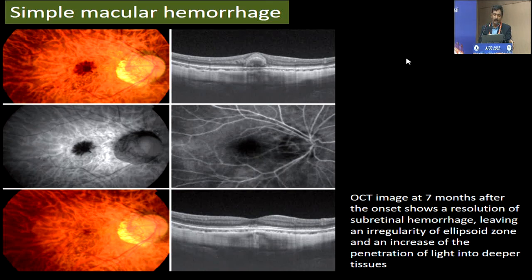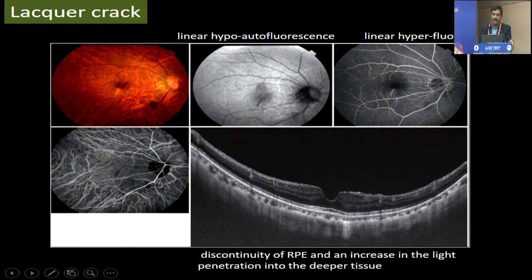The simple macular hemorrhage doesn't require any treatment, and on follow-up it has disappeared with the OCT being normal. This is the macular hemorrhage secondary to a lacquer crack rather than a myopic CNVM. Even the lacquer cracks can be well delineated and well imaged with the imaging techniques.